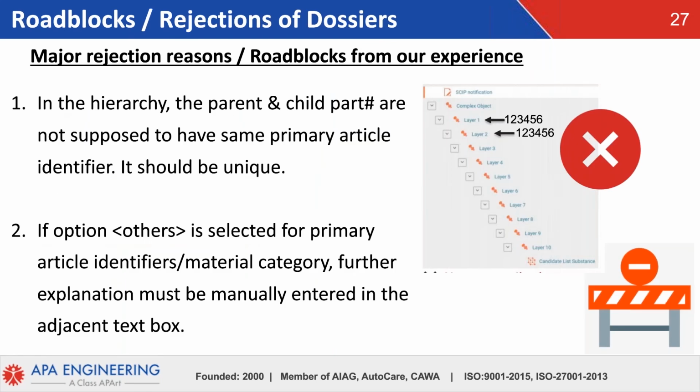Remember that the parent and child part number should never have the same primary article identifier. They should always be unique. Most customers have used their part number or catalog number for their primary article identifier, while some have chosen the other option, causing manual entry in the adjacent text box, and this can be very time consuming. Next slide.